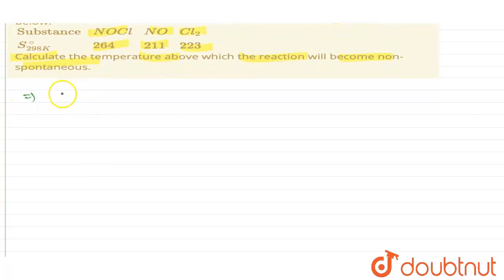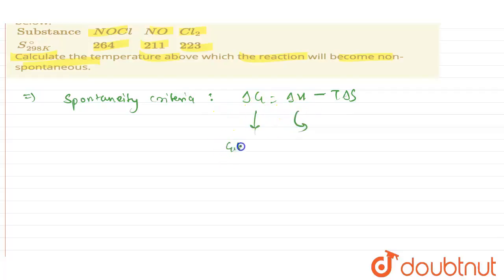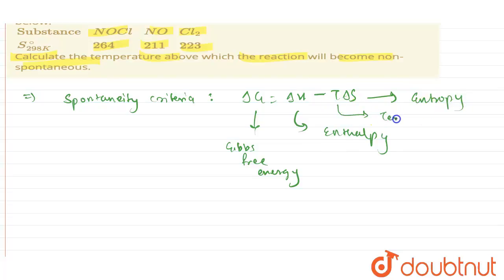Before this, we should know the difference between spontaneous and non-spontaneous, and the spontaneity criteria is given by delta G is equal to delta H minus T delta S, where delta G is your Gibbs free energy, delta H will be your enthalpy, delta S is your entropy, and obviously T will be your temperature.